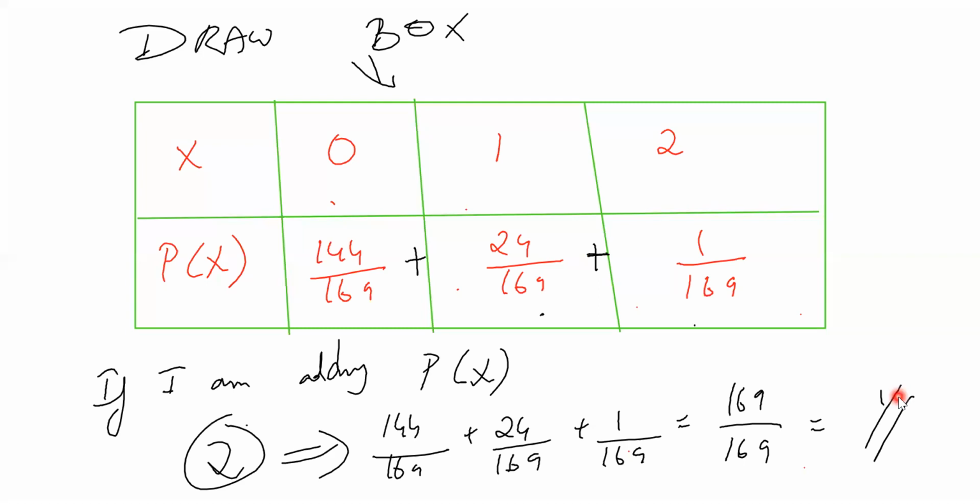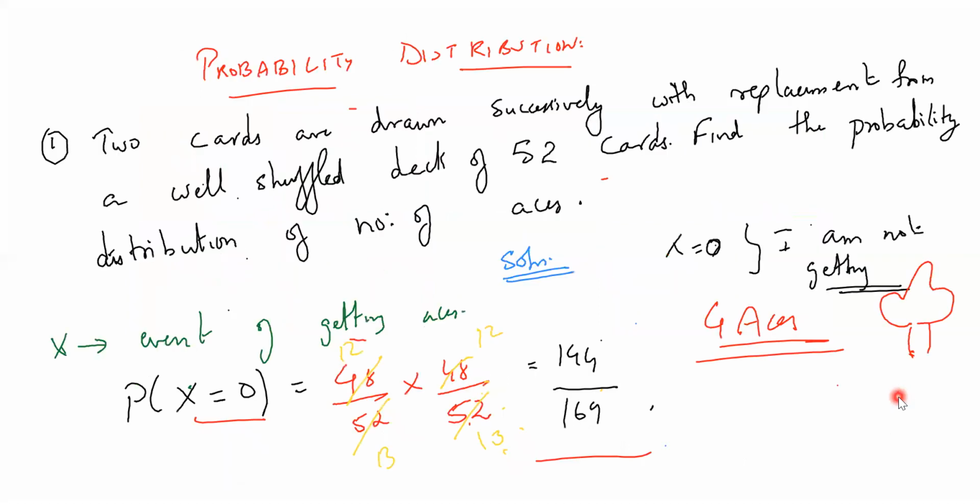So guys, it's a very simple thing here. 2 cards are drawn successively. Suppose if it is 3 cards, correct? If it is 3 cards, we have to do what? 0, 1, 2, 3. That's it. With replacement from a well shuffled deck of 52 cards, find the probability distribution number of aces.